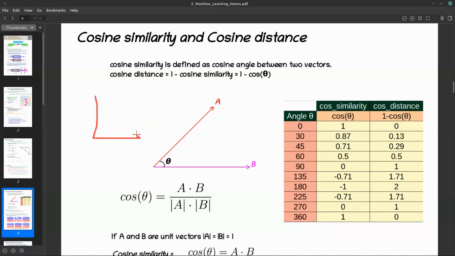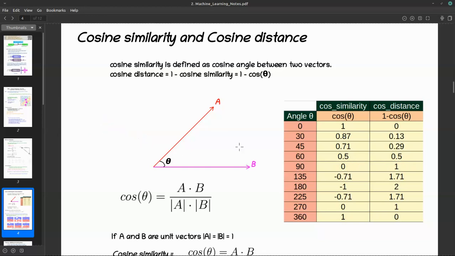Just take the opposite example, pi by 2, or you can say 90 degrees. So these are very different. If you take cos 90, the similarity is 0 and the cos distance, 1 minus 0, is 1. So the distance is large, yes, 1. Similarity is less, 0, yes, correct.